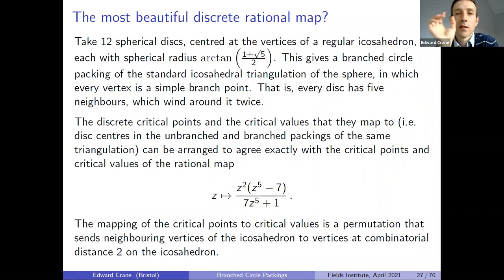And you can arrange that the critical points, so the centers of the disks, and the centers of the disks they map to in this branched packing, are exactly the critical points and critical values of this particular rational map of degree 7. The critical points are the vertices of the icosahedron, the critical values are also the vertices of the icosahedron, and the map permutes them. And it's a permutation which sends neighboring vertices in the icosahedron to vertices which are at combinatorial distance 2 in the icosahedron. It's very pretty. And there are other similar examples for other platonic solids and for dihedral and cyclic groups as well, which were all found by Ken Stephenson's summer project student, Samantha Corvino.